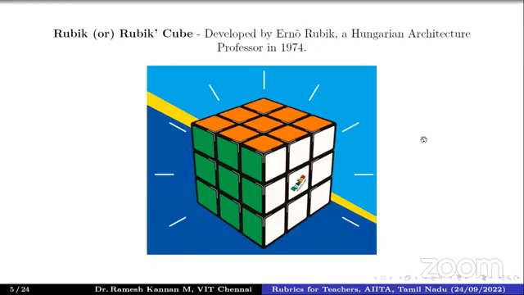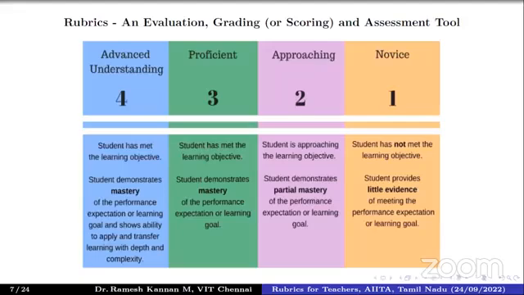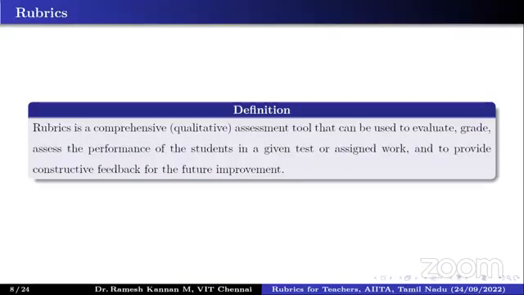Also, for the spelling, people generally stress it as R-U-B-R-I-K, which is actually a company in the USA called Rubrik, which predominantly does cloud data management and data security. So rubrics is R-U-B-R-I-C-S, which is actually an evaluation or grading methodology. It is in fact called a tool, guide or scoring sheet. In America, they call this a scoring sheet, and this is a mechanism to assess students' projects or students' work. So we'll be discussing this in this short lecture, and understand the spelling is R-U-B-R-I-C-S.